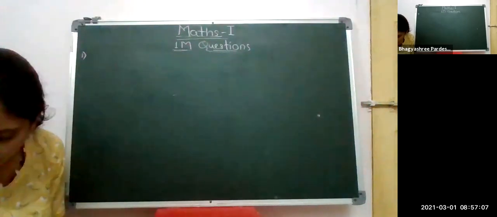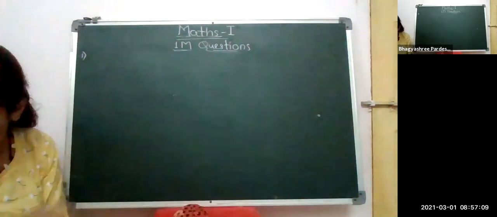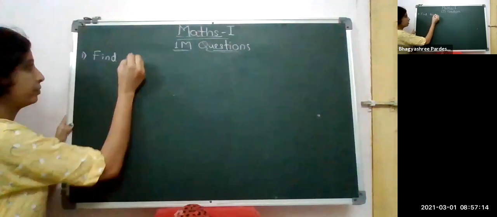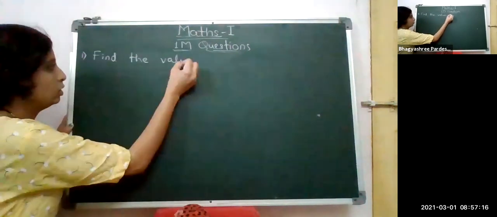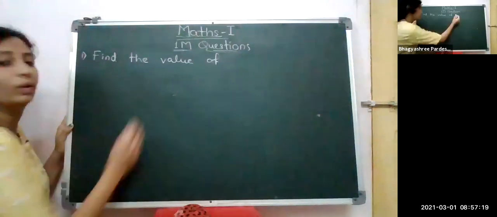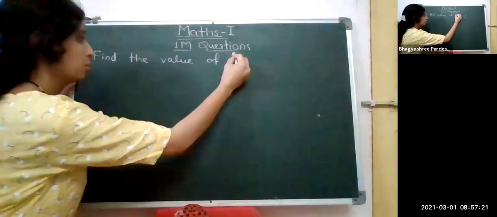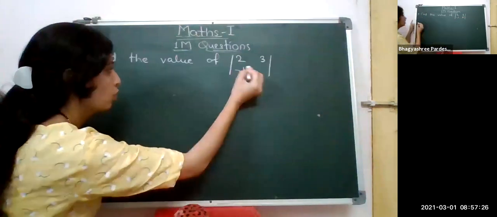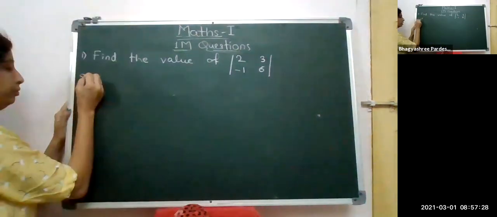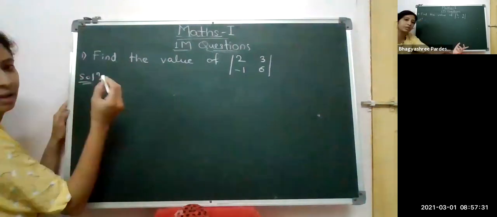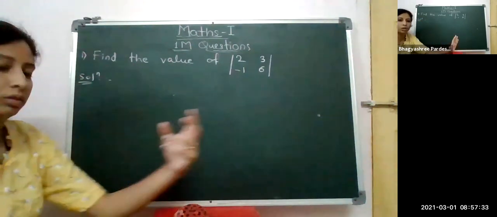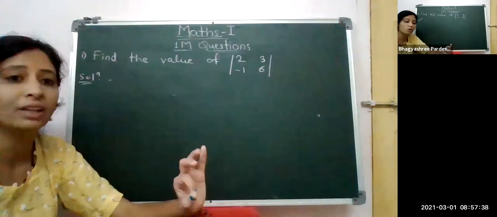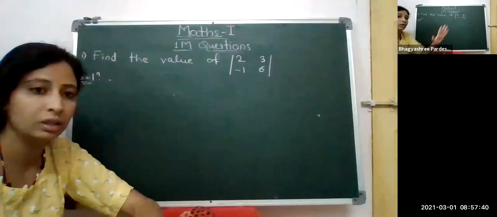Firstly, suppose I have one question here: find the value of a determinant. Suppose this is the determinant 2, 3, minus 1, 6. This question can definitely be asked as an MCQ or as simply solve the following. So find the value of this determinant. It is very easy. We know this very well, how to solve this and what the marking scheme will be.